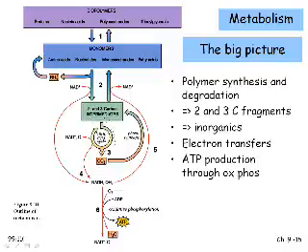Those 2 and 3 carbon fragments get in turn fed into the citric acid cycle, which we'll discuss after we finish with carbon metabolism. That citric acid cycle produces large quantities of NADH and ubiquinol, and those are then fed into the electron transport chain to generate large quantities of ATP.